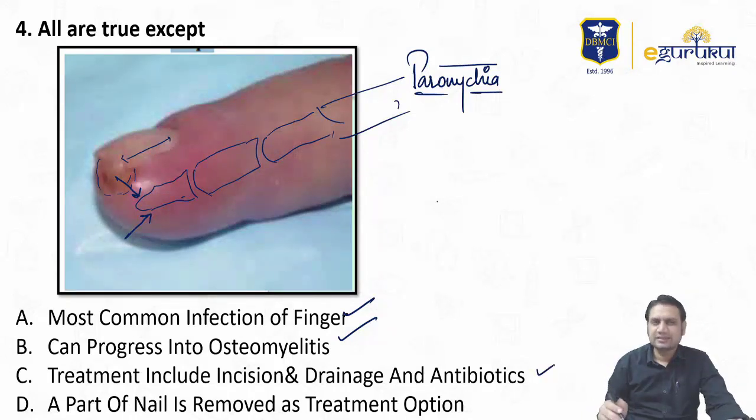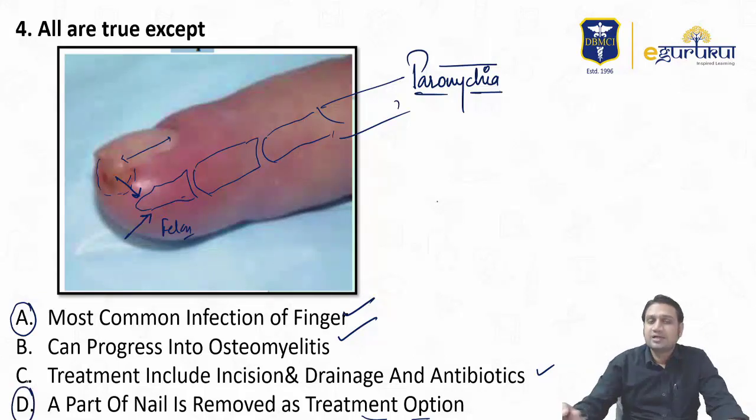Treatment includes I and D, yes. For the pulp, for the felon as well as the paronychia, you'll have to drain it, and a part of the nail is removed as a part of treatment option. We don't have to remove it as such. This is a kind of question which can be controversial. You can say that the language is not proper. Most common infection of the finger, out of felon and paronychia, both are okay. But yes, the incidence of felon is somewhat more than paronychia, right? So a part of the nail is removed as a treatment option. Sometimes yes, but not always.